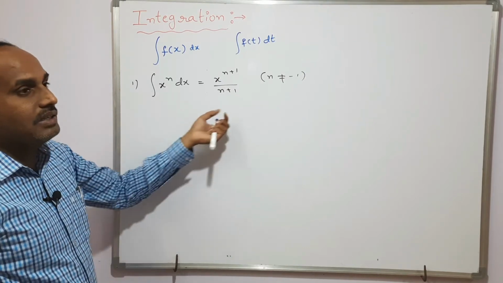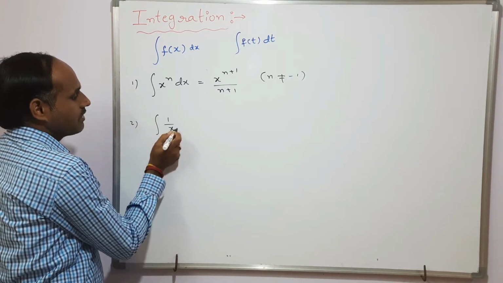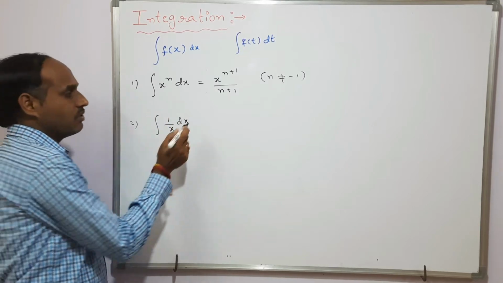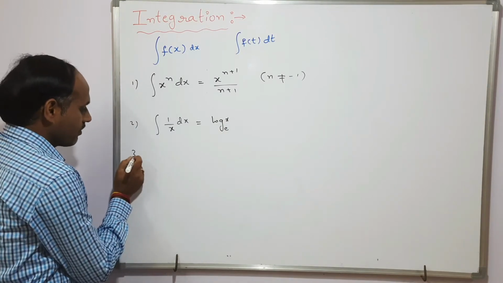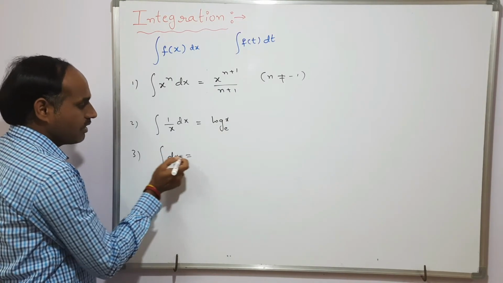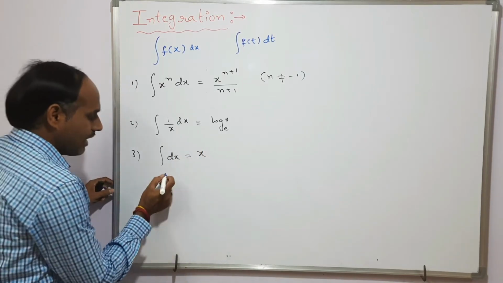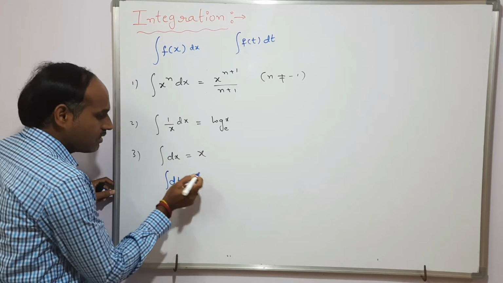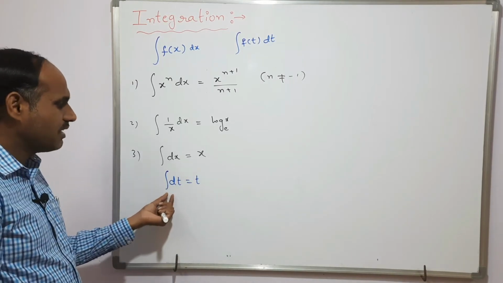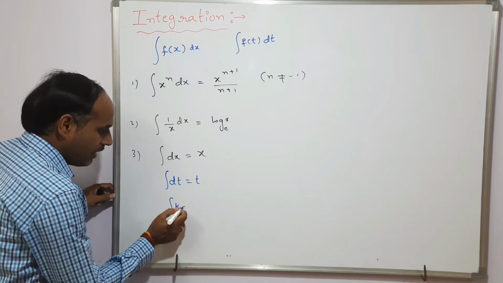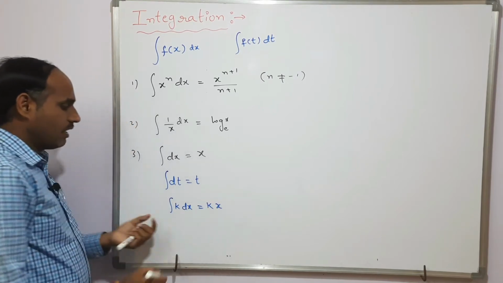So if in the function n is equal to minus 1, for that we have a different formula: integral 1 by x dx, which is x to the power of minus 1, is equal to log x base e. Another is integral dx, where nothing else is there. We can write integral dx is x, or integral dt is t, meaning you get the variable you are integrating with respect to. If there is a constant, we can write integral k dx. K is not a function of x, so k is a constant, and we write k into x.